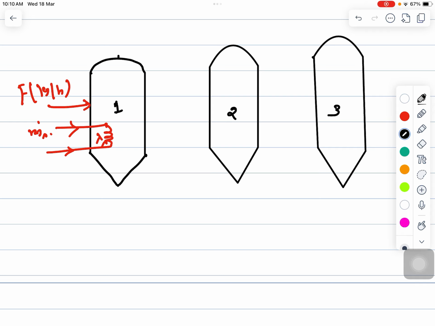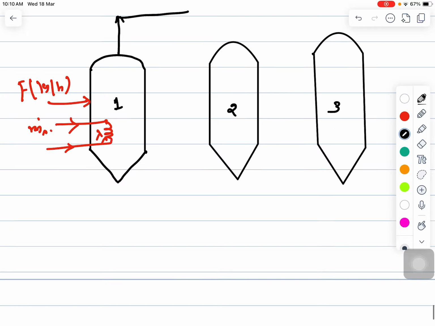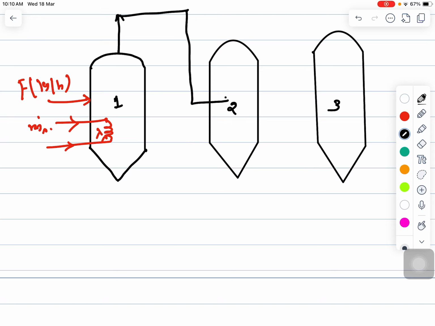So in the first effect, what will happen, a vapor is being generated over here, and this vapor will come to the second effect having flow rate, let's say, V1. And the liquid will be coming out as a bottom here, this is L1, and then that will enter into the evaporator as a feed, right? So this will enter into the evaporator as a feed, okay?